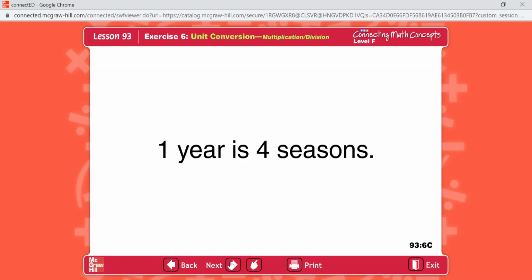Next. 1 year is 4 seasons. Say the fact yourself. 1 year is 4 seasons. Are there more years or are there more seasons? There are more seasons. How many times more seasons are there than years? 4 times more. So to end up with seasons, you need to multiply by 4. And to end up with years, what do you need to do? To end up with years, you need to divide by 4.